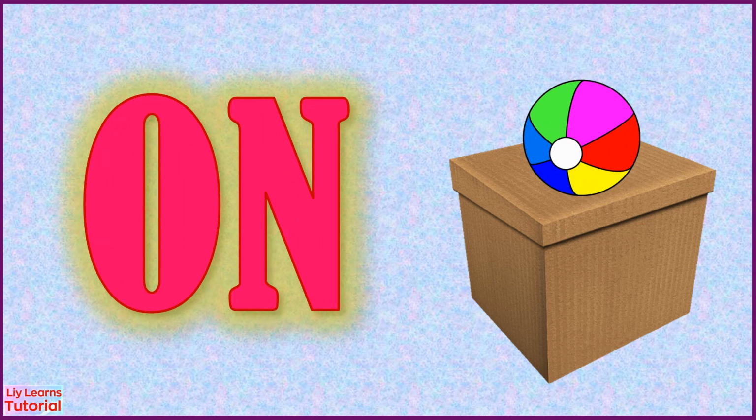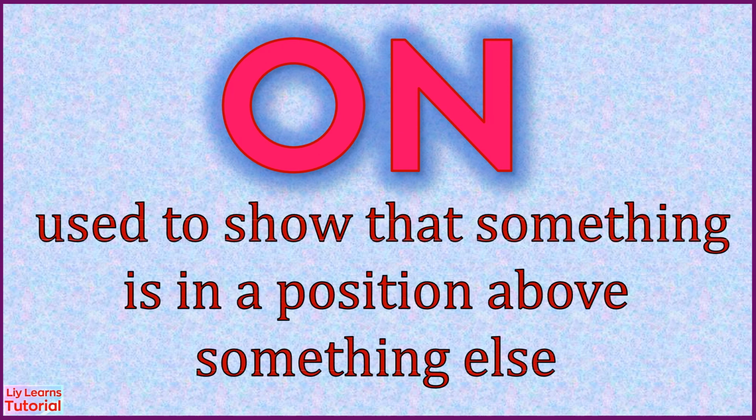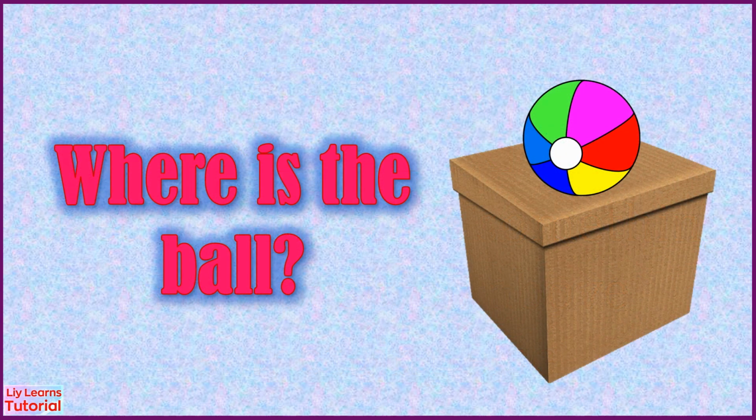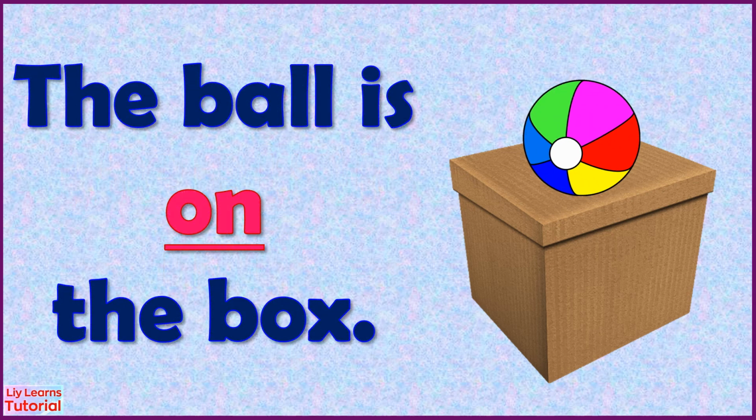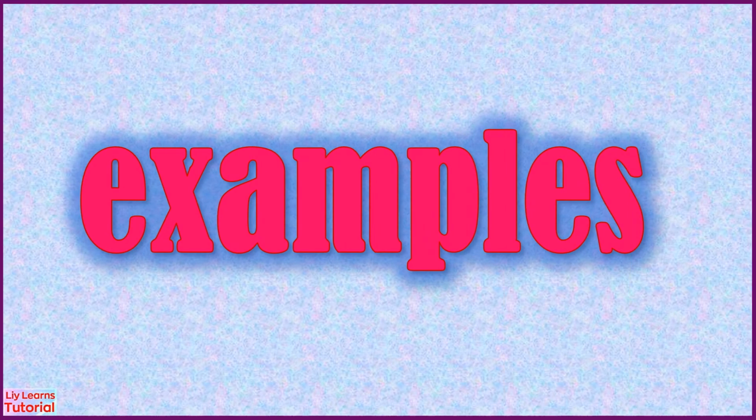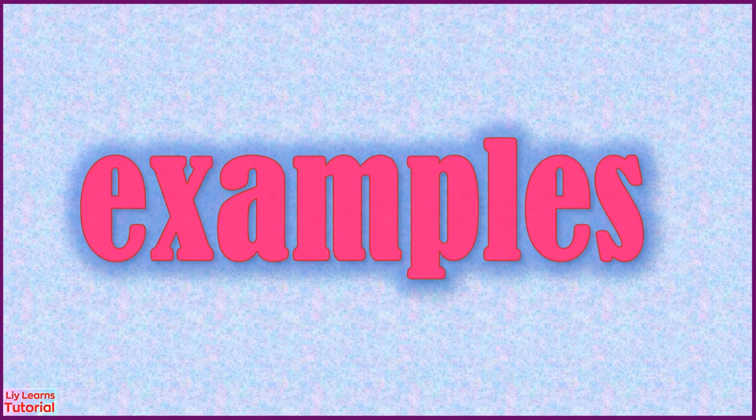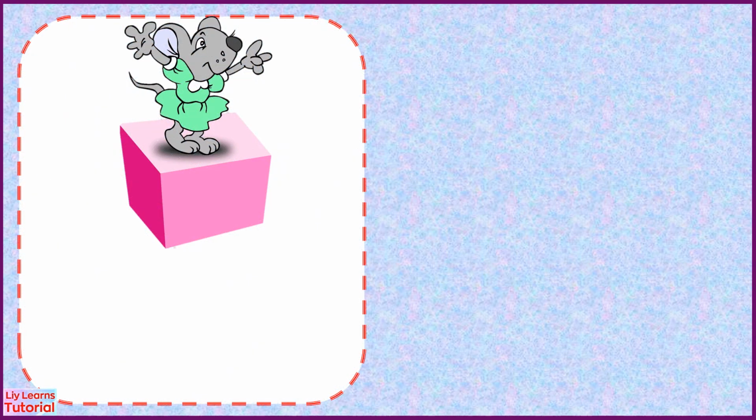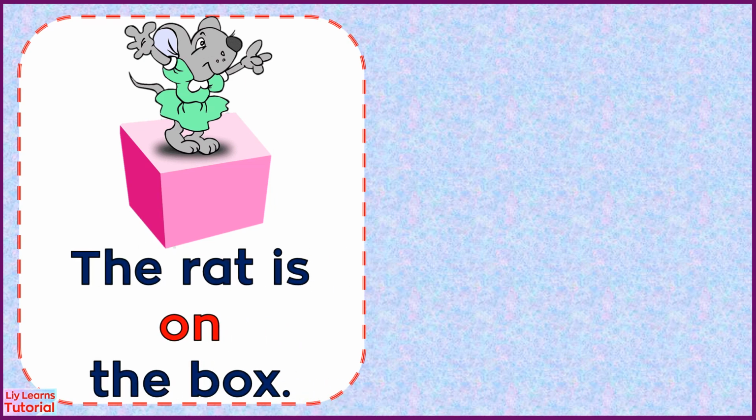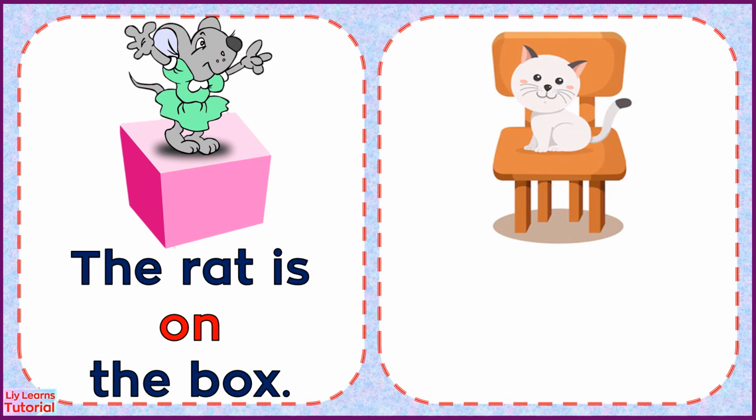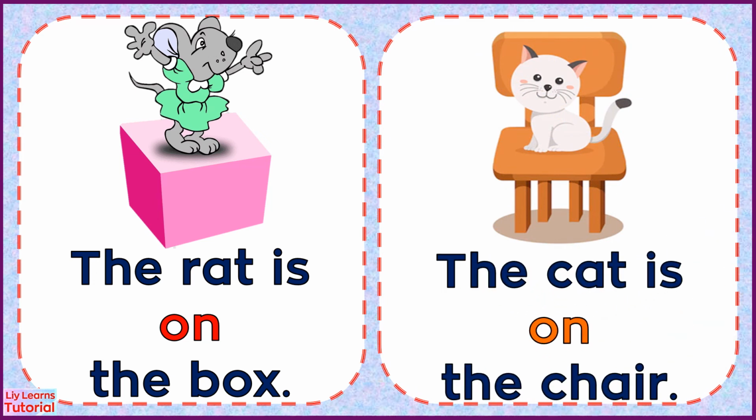On. On is used to show that something is in a position above something else and touching it. Where is the ball? The ball is on the box. Let's take some more examples. The rat is on the box. The cat is on the chair.